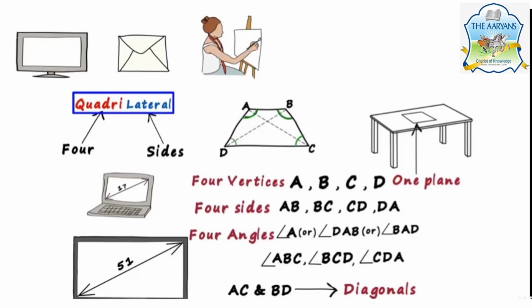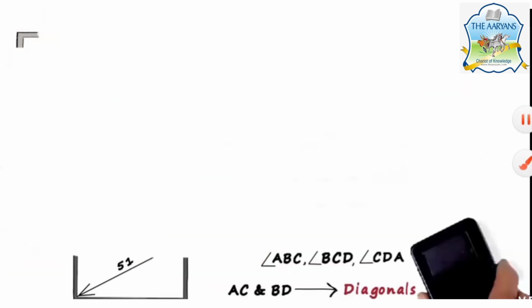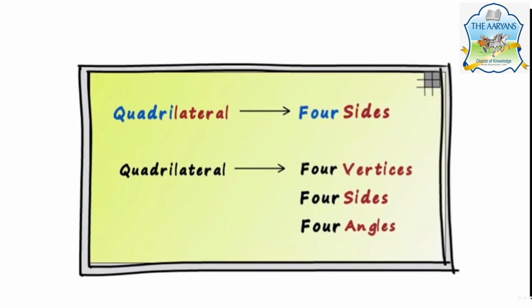51 inch. A quadrilateral is a closed figure on one plane which has 4 sides, 4 vertices and 4 angles. So we can say a quadrilateral is having 4 sides, and in a quadrilateral 4 vertices are there, 4 sides are there, and 4 angles are there.